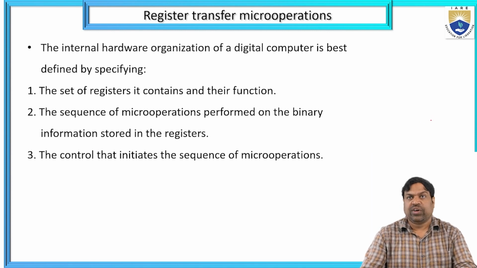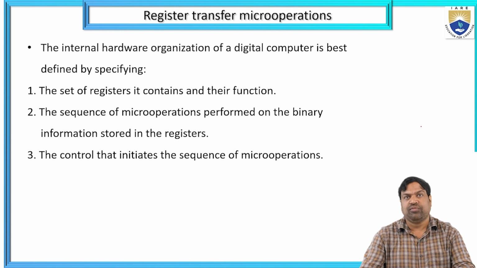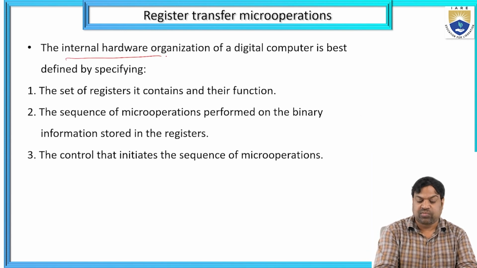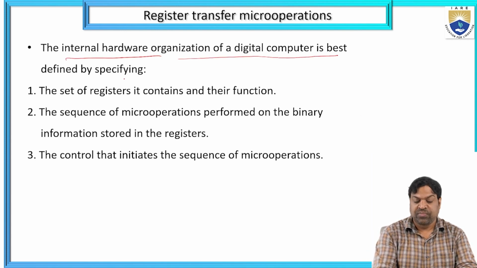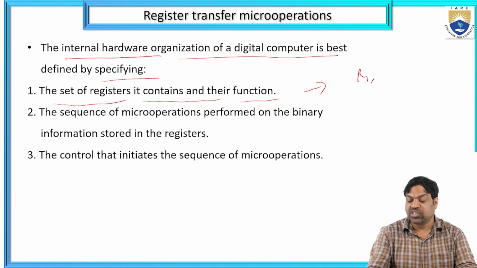The internal hardware organization of a digital computer is best defined by specifying the set of registers it contains and their function, the sequence of microoperations performed on the binary information stored in the registers, and the control that initiates the sequence of microoperations. Any internal hardware organization of a computer is specified like this. First, the set of registers it contains and their function. For any register, what is the functionality of that one?